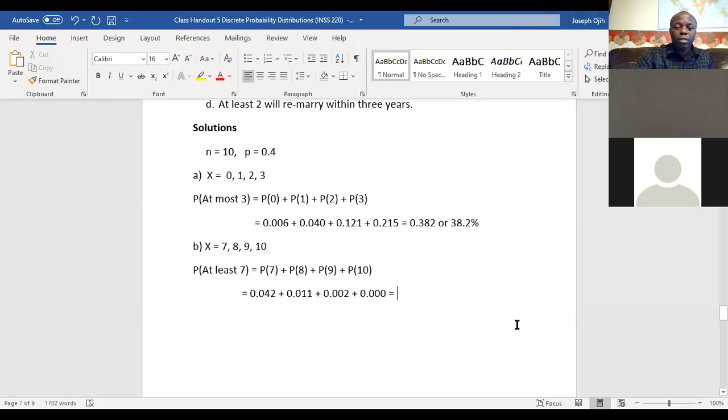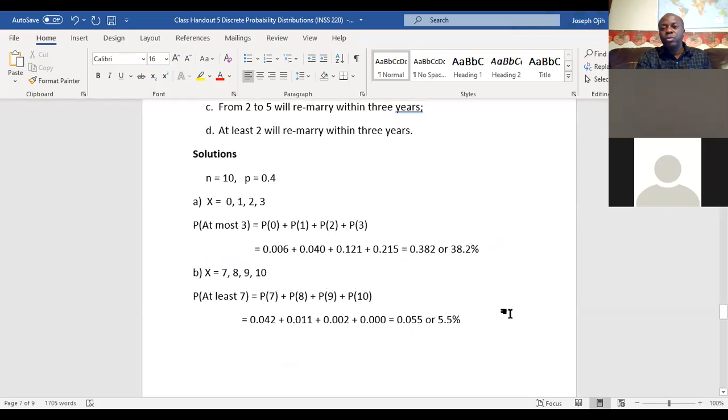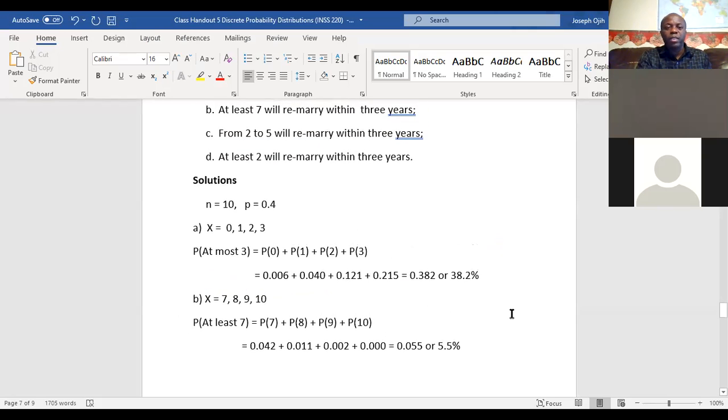So I have it here, 0.055, or if you like, I can call it a 5.5% chance. So this is how you answer this kind of problem. When you are using a table, it simplifies the whole process.